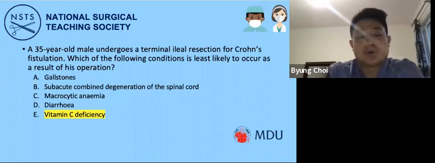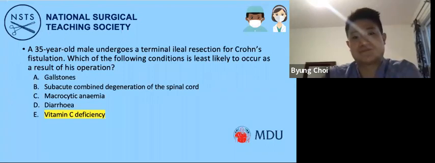And so with that, in terms of vitamin C, it's less so in the terminal ileum, but actually the jejunum that is responsible for the absorption of vitamin C, okay? And so because of that theoretical fact that vitamin C isn't absorbed in the terminal ileum, that's the answer for this question.